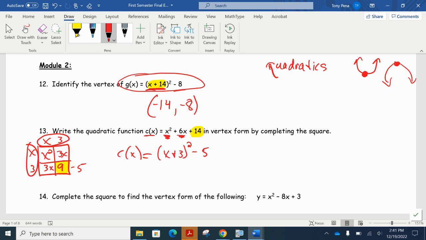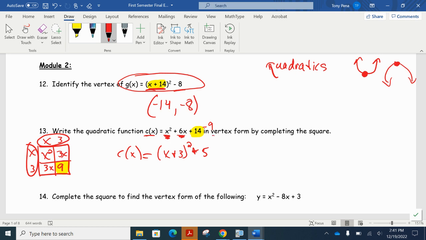I'm sorry, add 5. All right, 9 plus 5 will give you 14. Or we can take whatever this constant was, this 9, go up to the constant in the problem, this 14, and then always subtract it away from that. And 14 minus 9 gives you that 5.